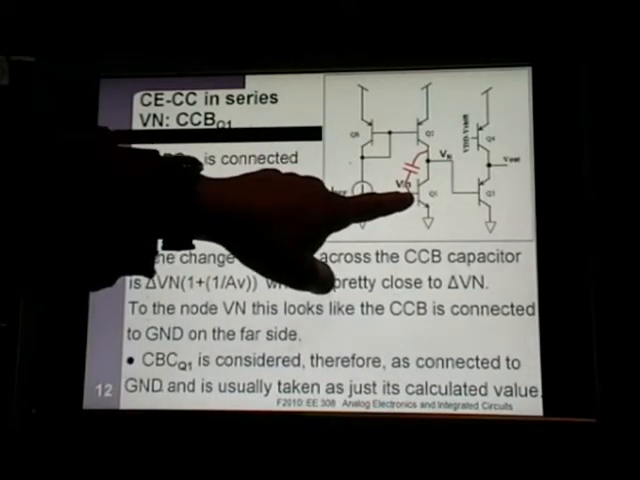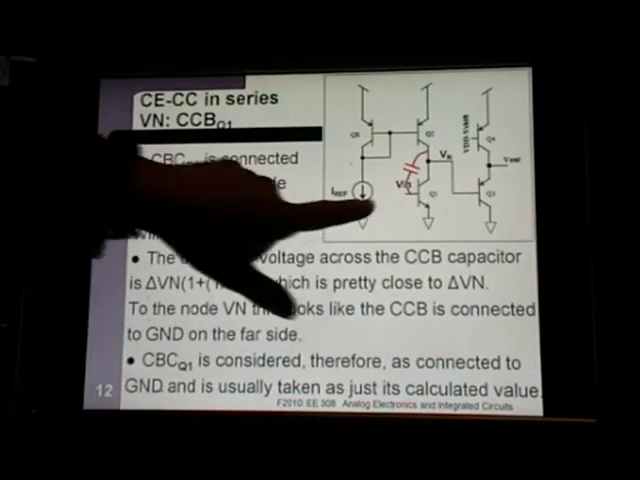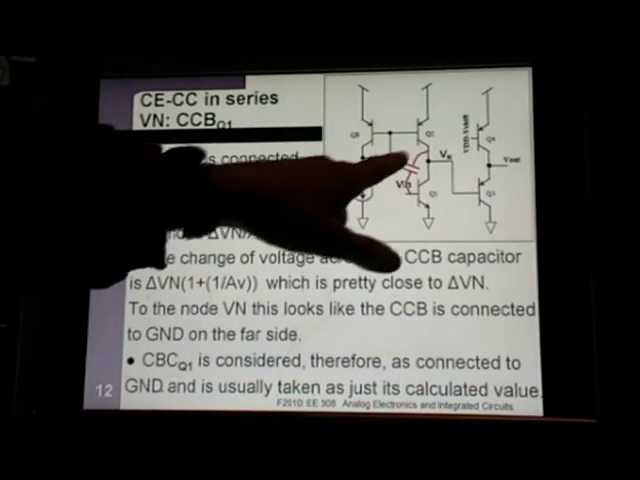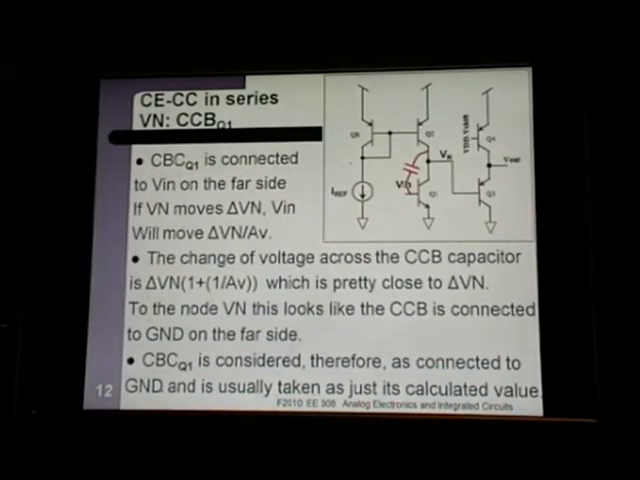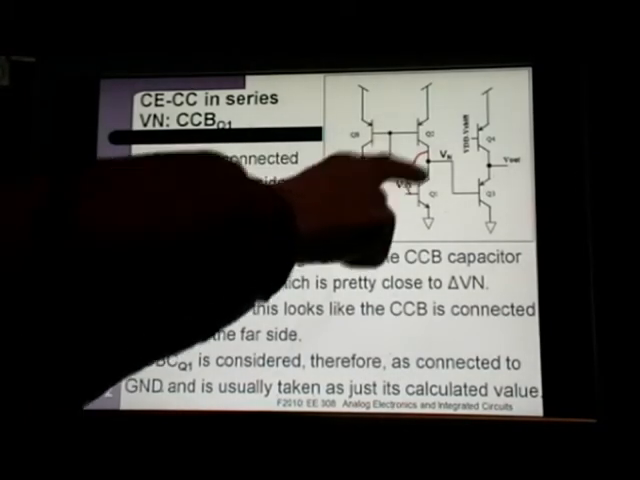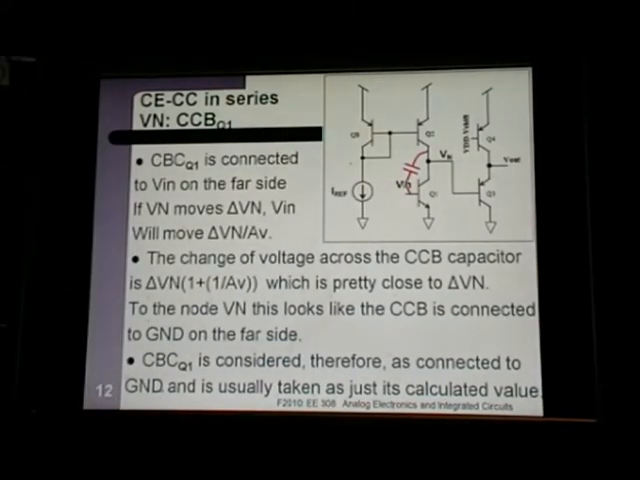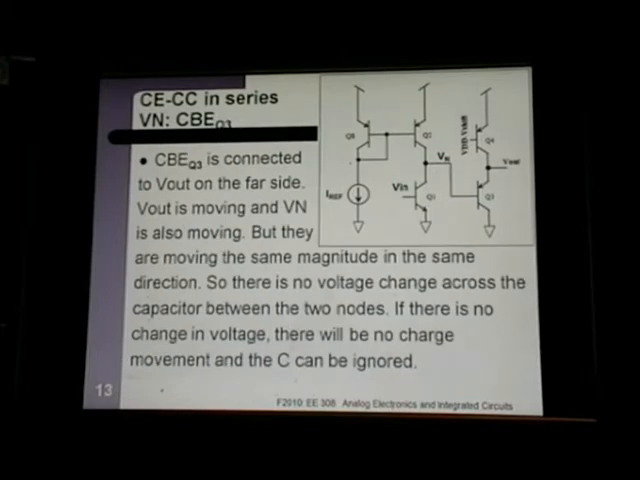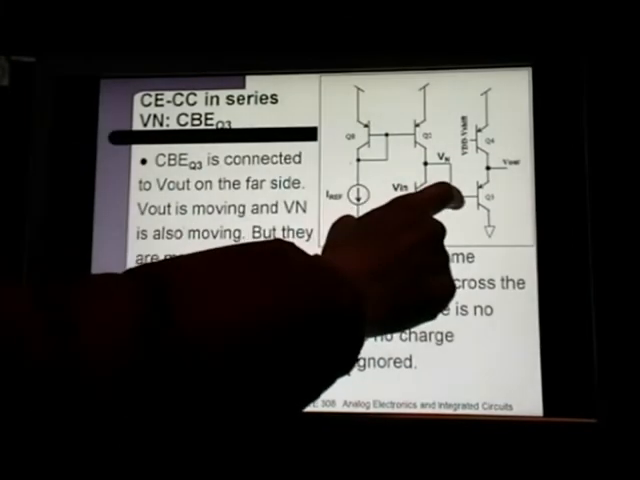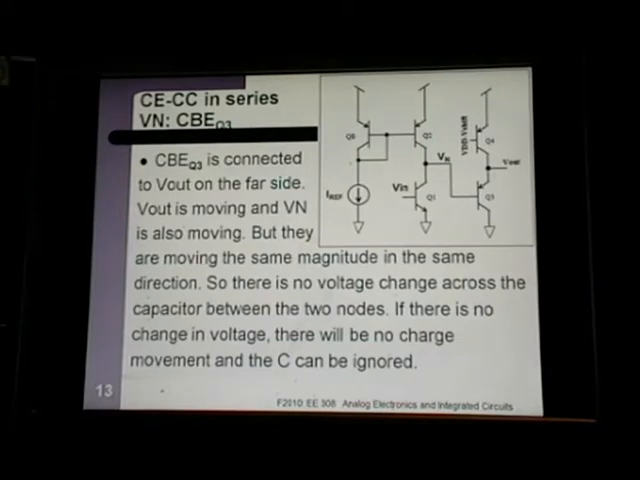This node is moving so little, you can approximate it as being a ground. So you can just take this capacitance as being connected to ground from Vn, and just use the value that you've calculated for that capacitor. Okay, and the last one is the CBE of Q3.